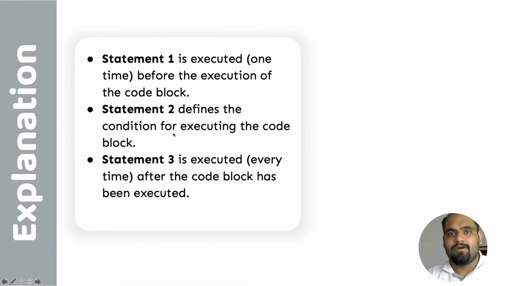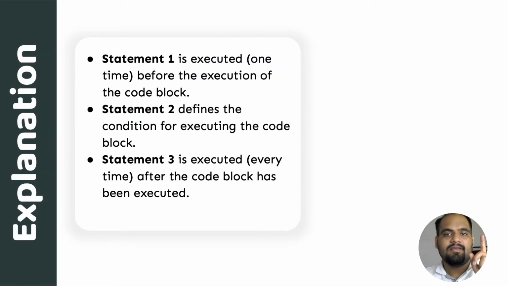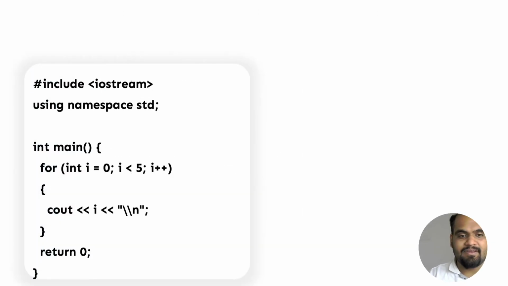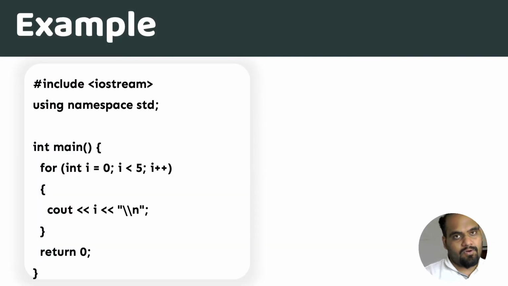Now, what is statement 1? Statement 1 is executed one time before the execution of the code, and it is the starting point: how you want to start. Then you have statement 2, which defines the condition for executing that block. The third one is about how you want to update and eventually terminate the loop. Very self-explanatory, very easy. All of these three statements are going to be useful, and we're going to see an example.